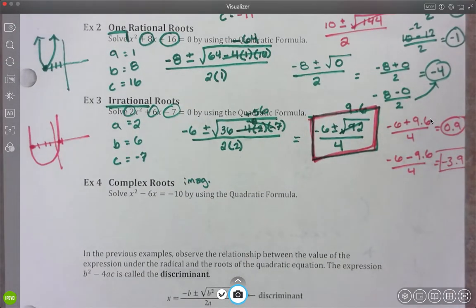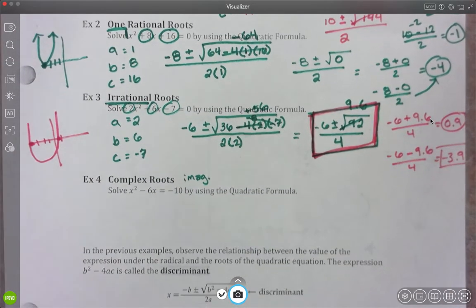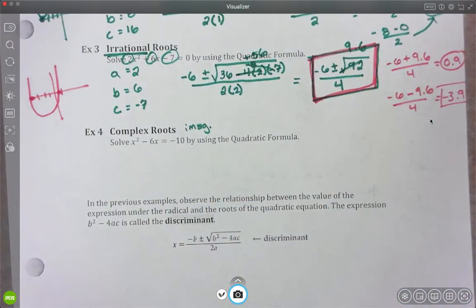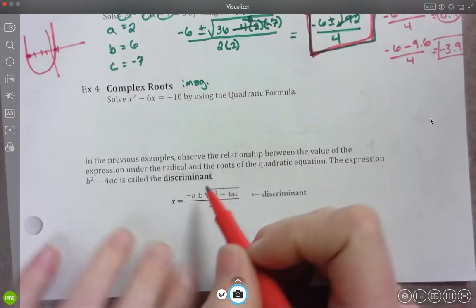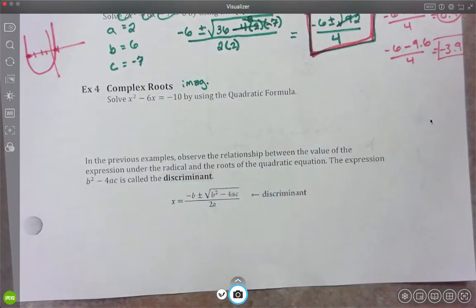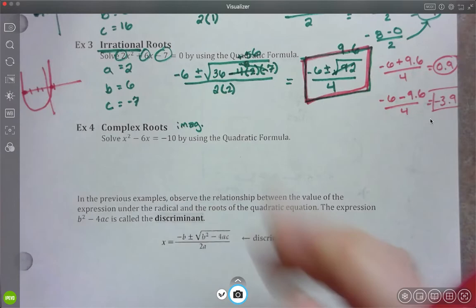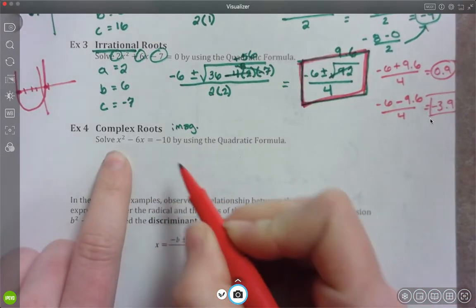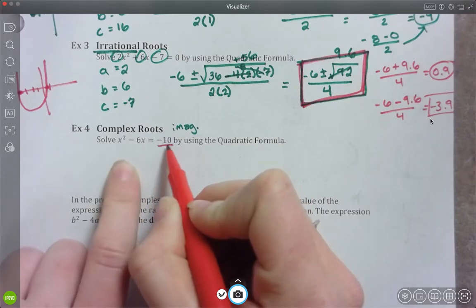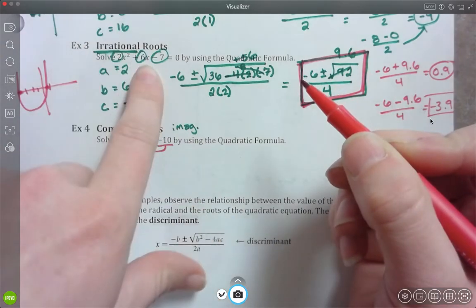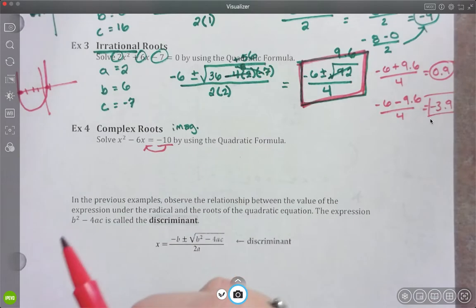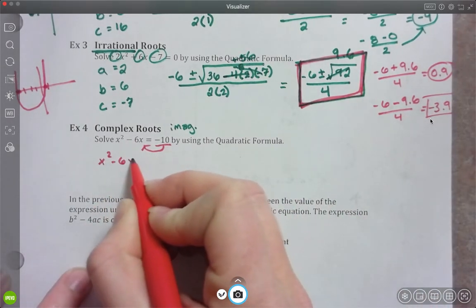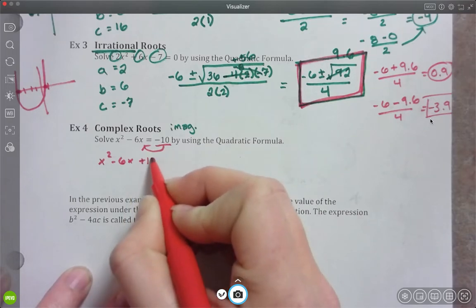All right, and then we have, last one, example 4, we have complex roots. We're gonna skip this discriminant part until tomorrow, and I'll alter the instructions here in just a second. So, complex roots. First, again, we want to kick that 10 to the other side. Okay, all the rest of them, or the last 2, were fixed, but we want to kick that 10 to the other side. So we've got x squared minus 6x. He will be plus 10 equals 0.